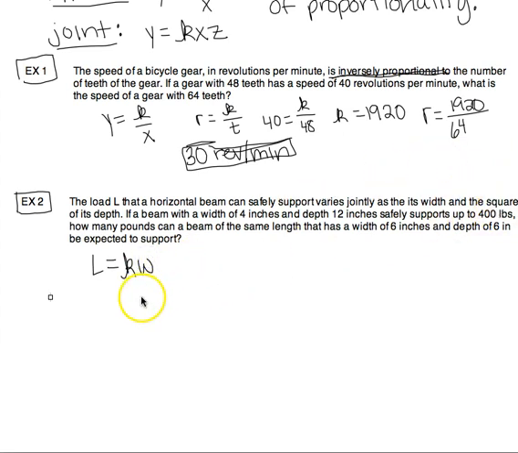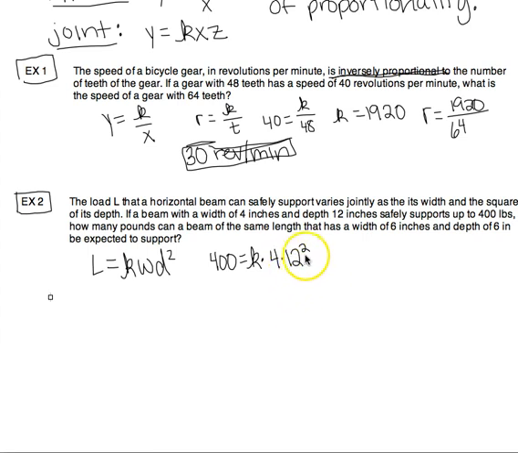And then it says the square of its depth. So be careful. You can't just put D for depth. It's the square of its depth. So D squared there. So then in the next sentence, they give us some values. It says width 4, depth 12 can safely support 400. So the load is 400. K is what we're trying to find. The width is 4 and the depth is 12.